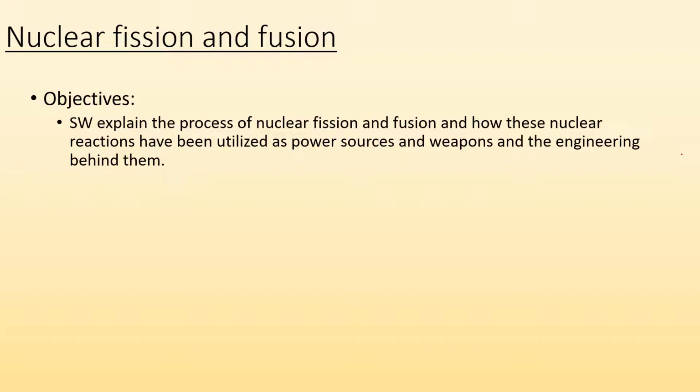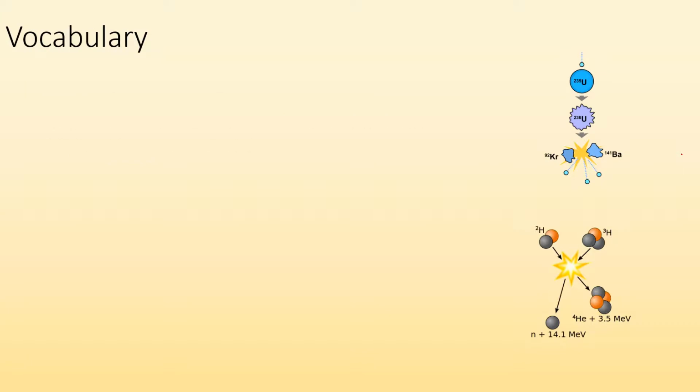This time we're going to take a look at nuclear fission and fusion. So our objectives will be to explain the process of nuclear fission and fusion and how these nuclear reactions have been utilized as power sources and weapons and the engineering behind them. So vocab, let's start there.